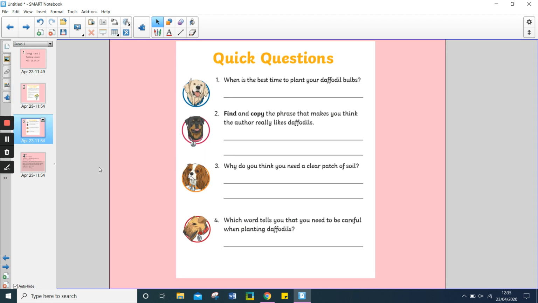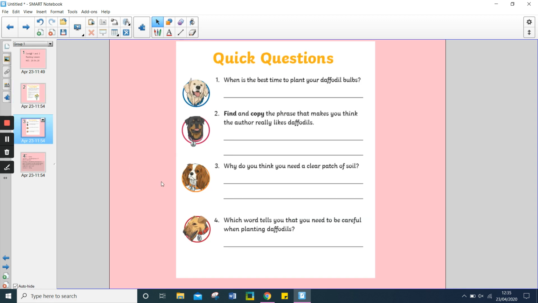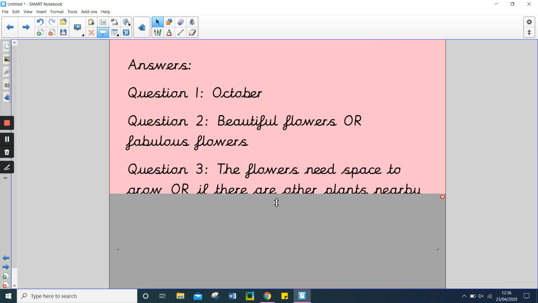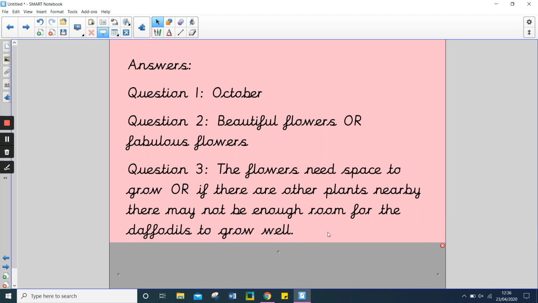Question 3 says, why do you think you need a clear patch of soil? Now, this question is a bit different to the others because you can't go back to the text to find the answer. You need to give your opinion, so what you think. So we might all have different answers for this one, but here are some that you might have. The flowers need space to grow, or if there are other plants nearby, there may not be enough room for the daffodils to grow well. If you've got something similar to those answers, then you've got that one correct.